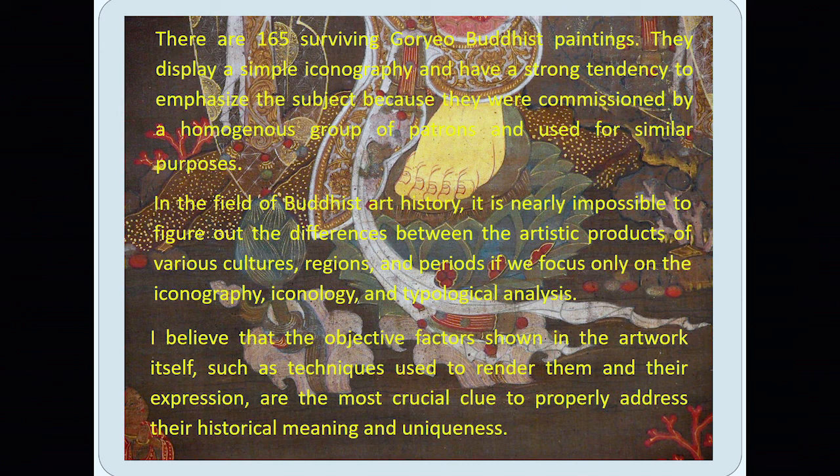In the field of Buddhist art history, it is nearly impossible to figure out the differences between artistic products of various cultures, regions, and periods if we focus only on the iconography. Therefore, we have to really look at the style and the painting technique to distinguish Korea, Japan, and China. I believe that the objective factors shown in the artworks themselves, such as the techniques used to render them and their expression, are the most crucial clues that we have to properly address the historical meaning and the uniqueness of each work.